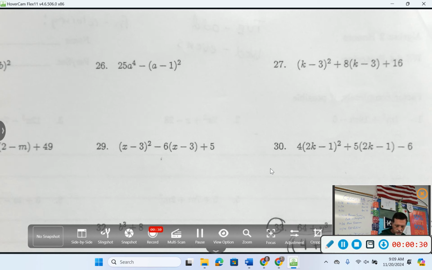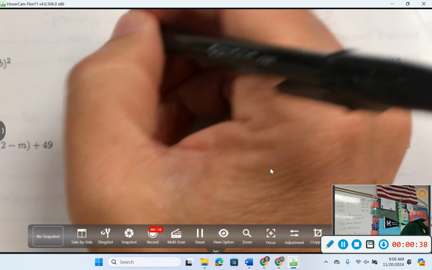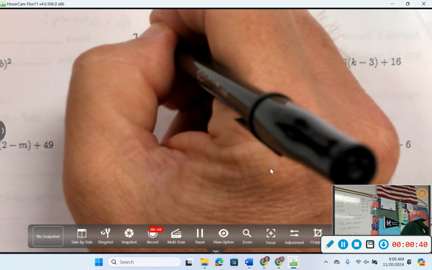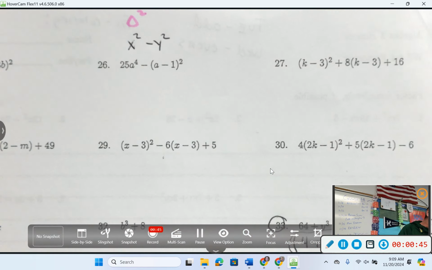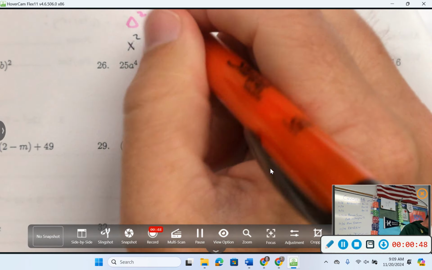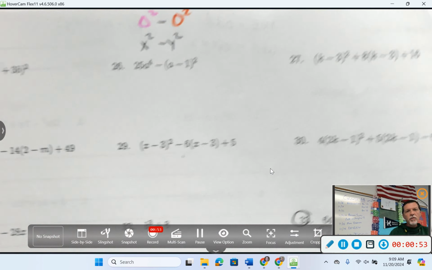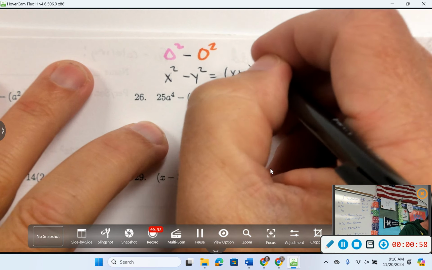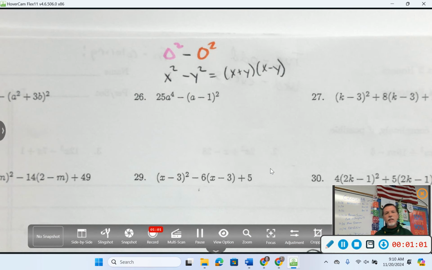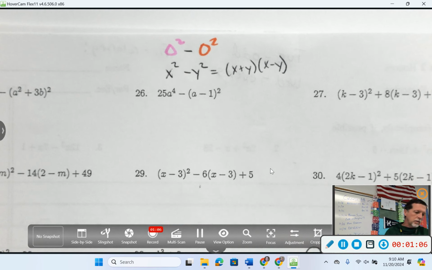Difference of squares. It's something squared minus something else squared. So x squared minus y squared, or yesterday we were doing triangle squared minus circle squared. So I've got something squared minus something else squared, and we know that factors into x plus y, x minus y. So that's the pattern we have to know. Now we'll apply that pattern to this particular problem.